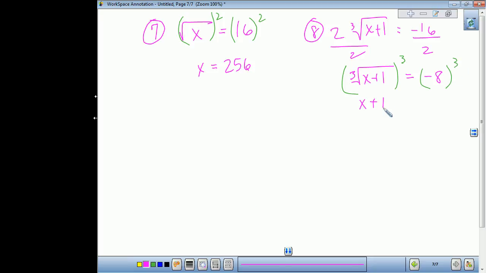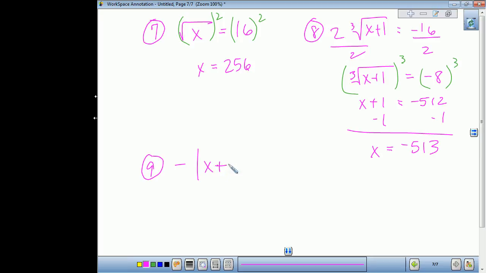We get x plus 1, and negative 8 cubed is negative 512. And then we subtract 1 from both sides, and we get x equals negative 513. Negative 513. All right, number 9. We're back to an absolute value.